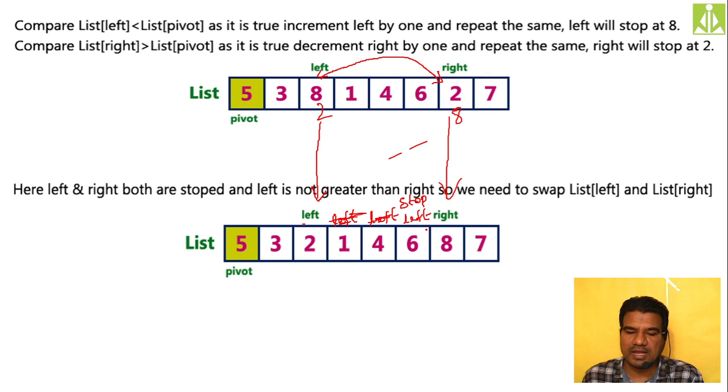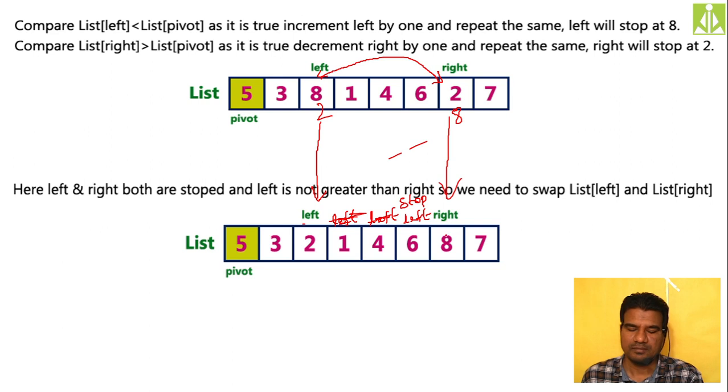So after stopping left, do the same thing with right. But for right, as long as right is greater, you have to decrement right. That is, you make right point to the previous element. But if the right element becomes smaller, there you have to stop. Left is stopped over here, at 6.